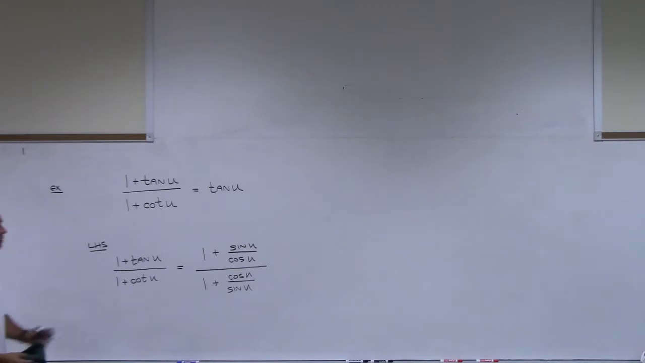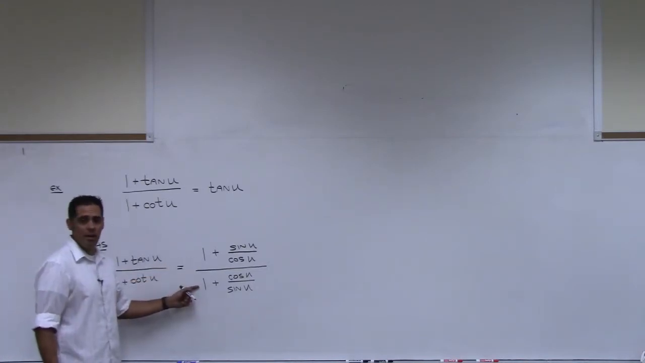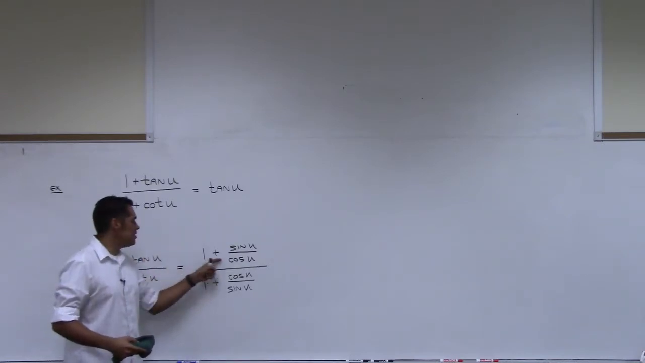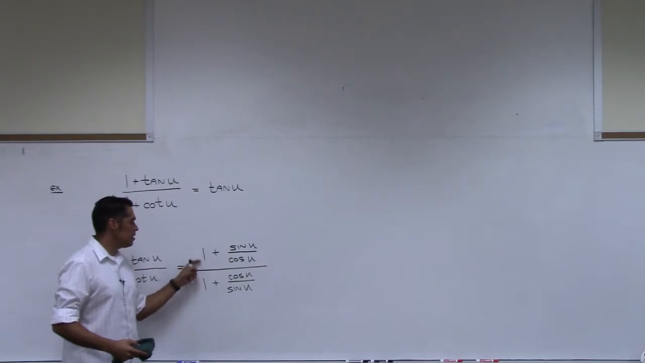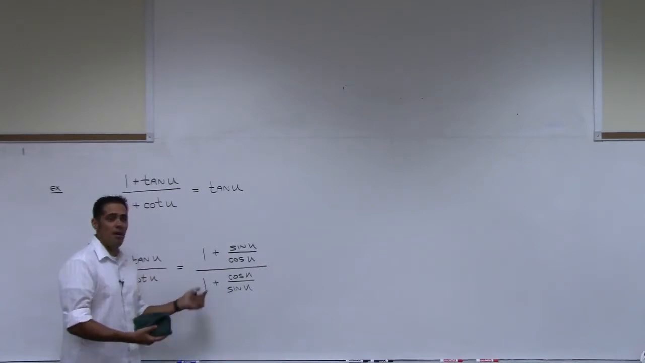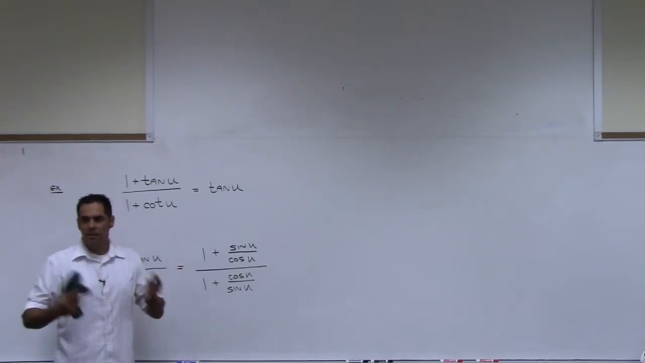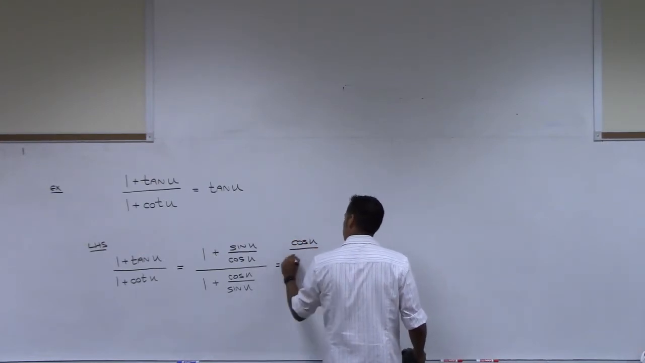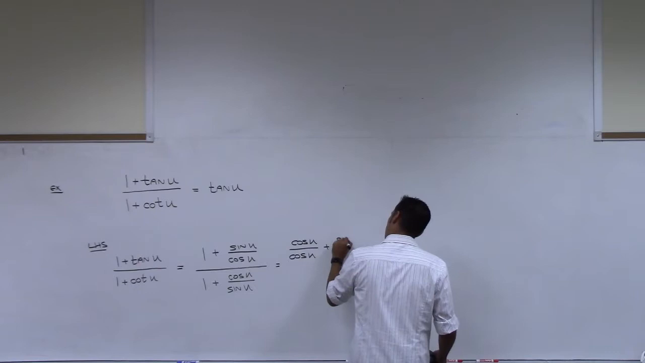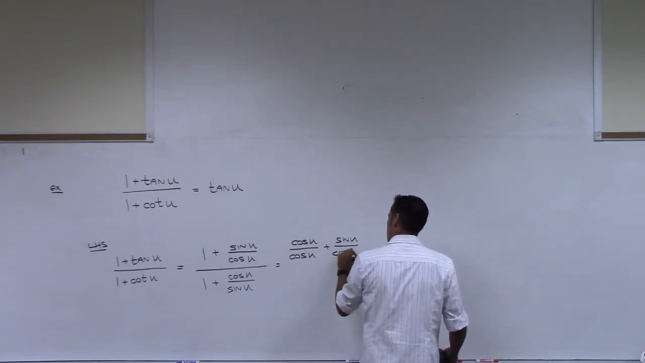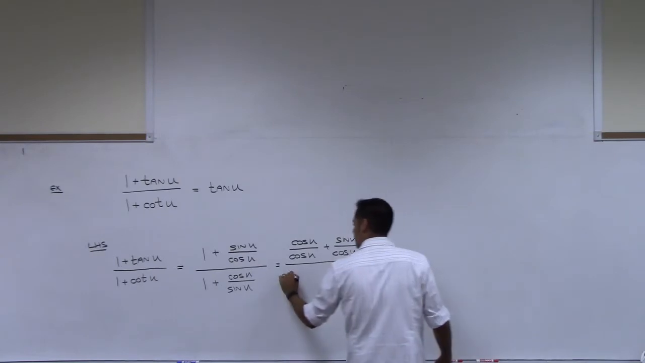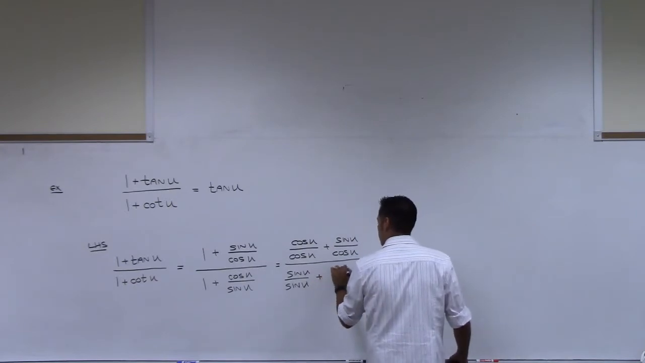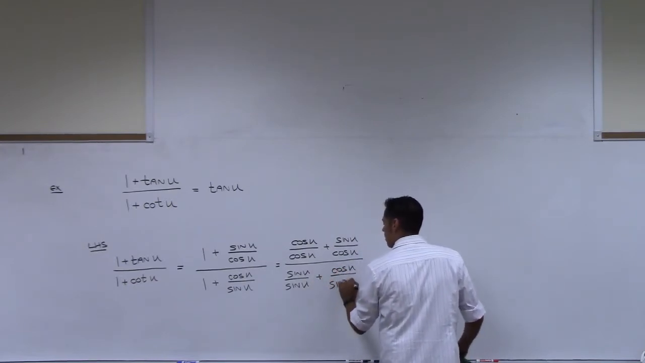Get a common denominator? We can try it. That would be the same thing as turning that 1 into a cosine over cosine, and this one into a sine over sine, so that they all have the same denominators. That's the same thing as getting a common denominator. So let me do that. I got a common denominator on the top. Everyone understand why I did cosine over cosine on the top, but on the bottom I'm doing sine over sine? Is everyone clear on that?